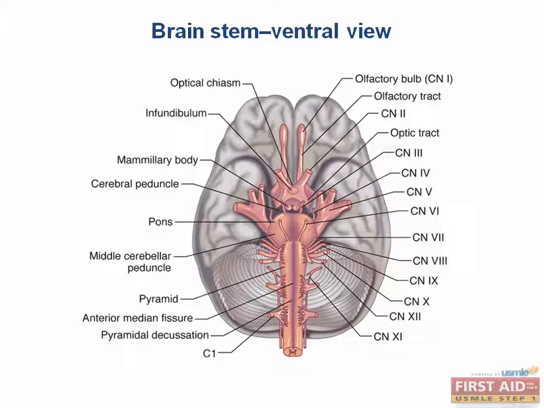We have talked about the cortical and subcortical regions of the brain as well as the spinal cord, and now we are going to focus on the brainstem. Here we have an image of the brainstem from the ventral view, and in this view you can really get a nice picture of the cranial nerves.